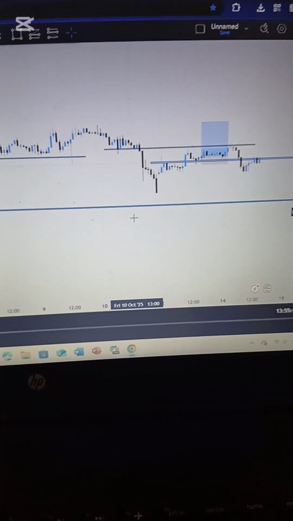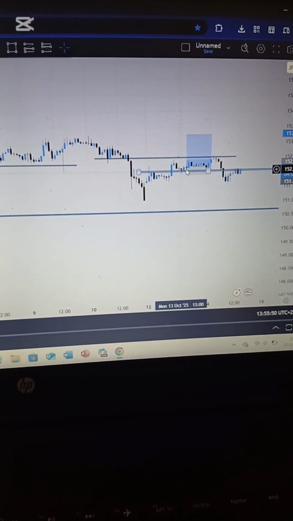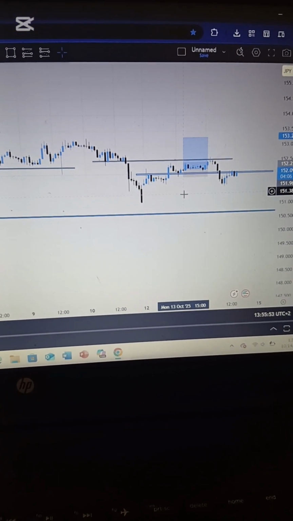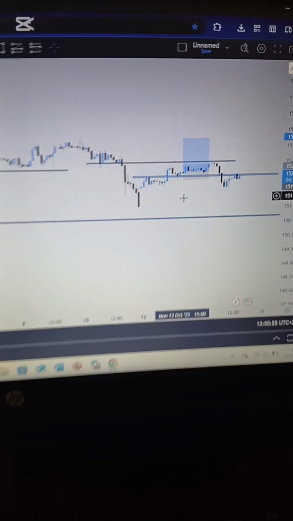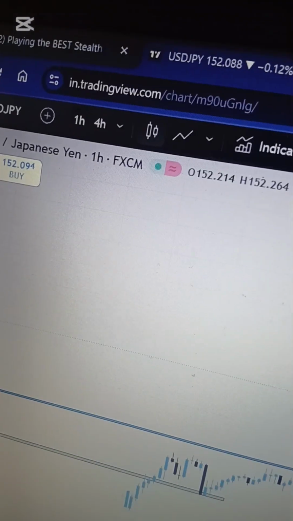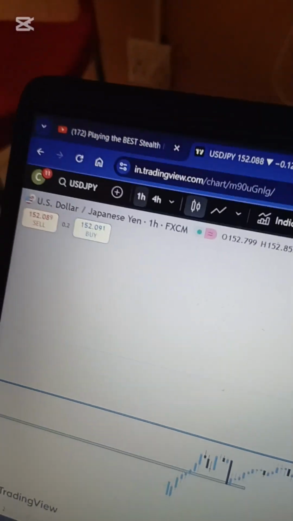Hi, this is a trade breakdown. I just took this trade. I think I took it yesterday, and here it is. I'm on the H1 time frame.